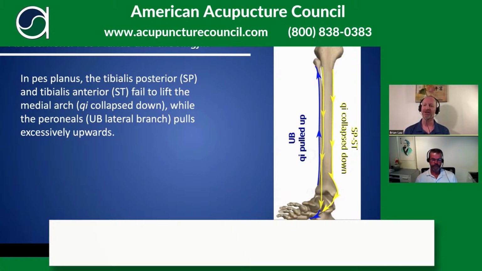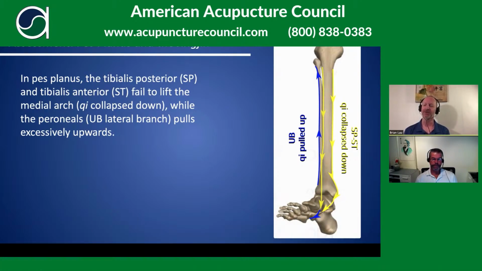Tib anterior on the stomach side is also a big part of that because it crosses over and attaches to the medial arch. Both of those really help lift the medial arch. And then you have the upward pulling from the urinary bladder channel sinew, especially through the peroneus longus and brevis, which we'll look at.